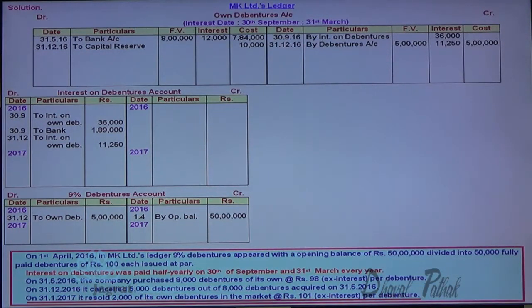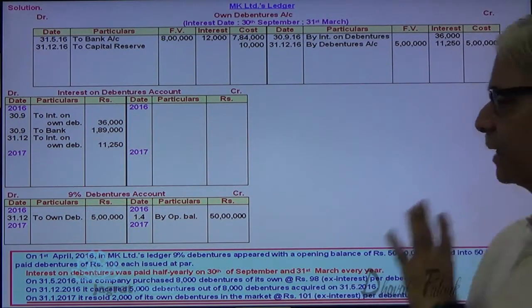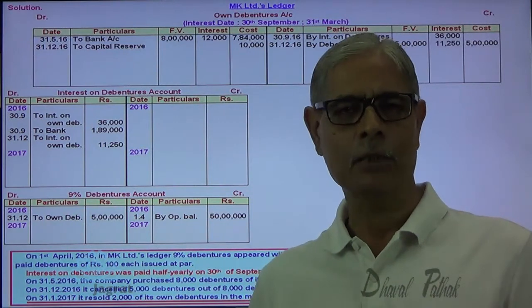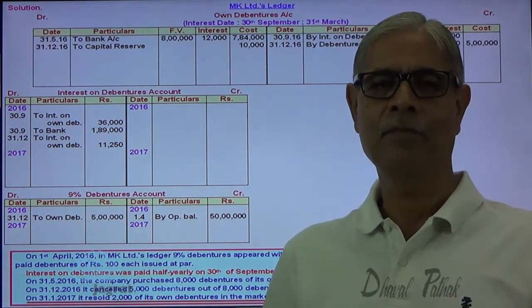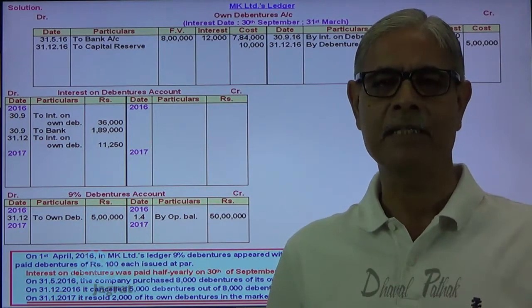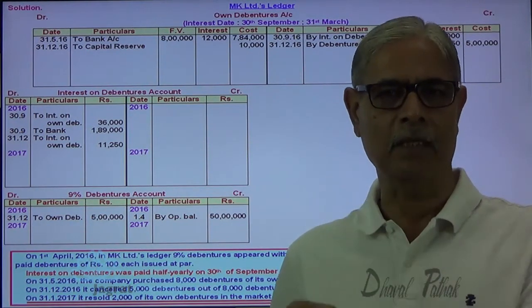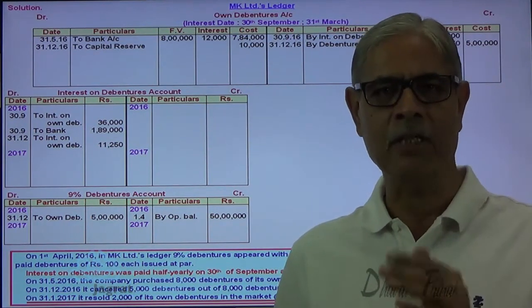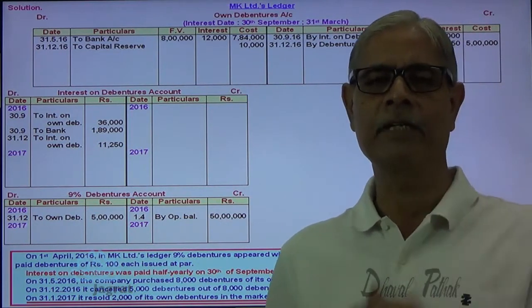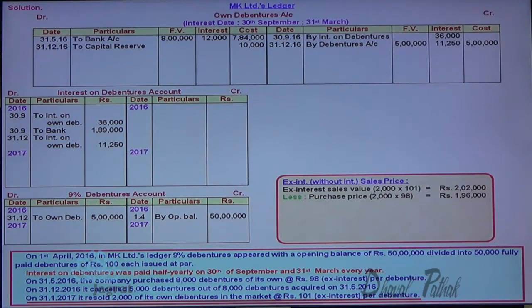After that, on 31st of January 2000, own debentures are sold in the market at 101 ex-interest. So 2000 own debentures are sold. When you sell, the ex-interest price is the sales value that is to be compared with the purchase price. So profit on sale of investment will occur. And you earn interest on this own debenture till the date of sale, starting from last date of interest. So here 2000 into 101 is the sales price. They were purchased at 98. So this is the cost of purchase. This is the profit on sale.